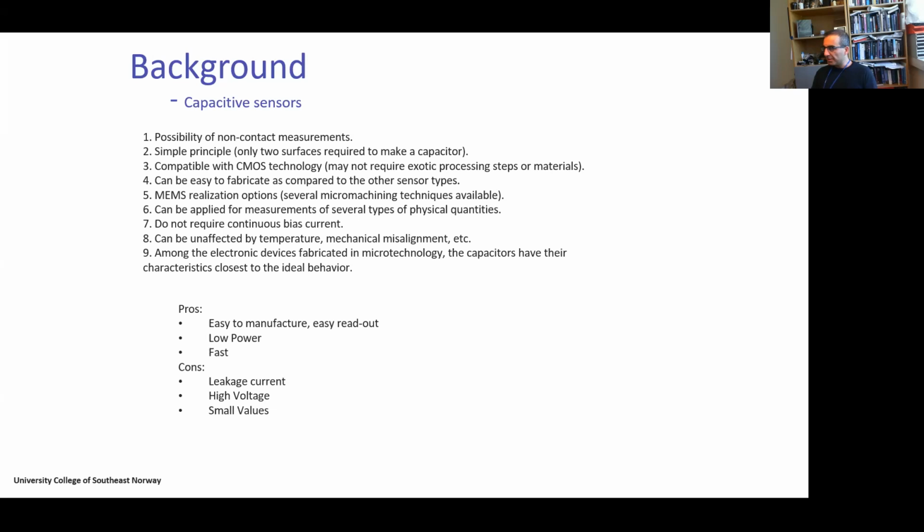As I said, it can be applied for measurement of several types of physical quantities. The most famous one is the accelerometer. So I think everybody is carrying an accelerometer in their phone, which is based on capacitive measurement.